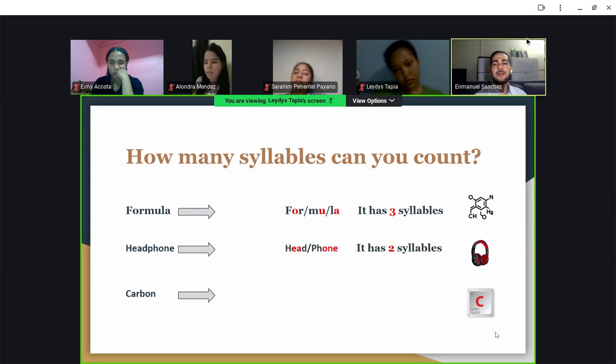The next one, you're going to use a different method. You will see the headphone has two syllables. And the last one, remember, you're going to use a different method. You see carbon, you can say it in a robotic manner. Carbon, you see has two vowel sounds, it has two syllables.